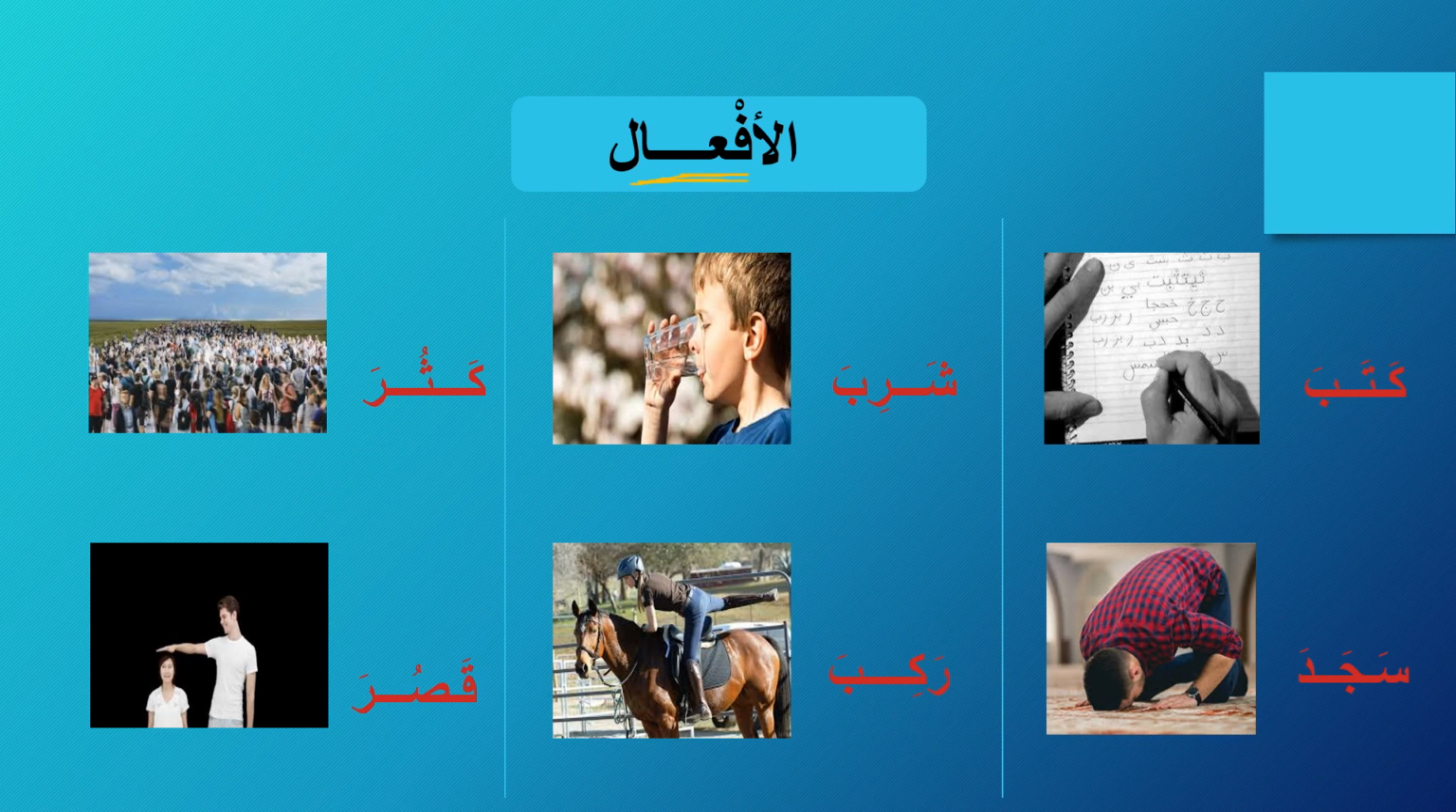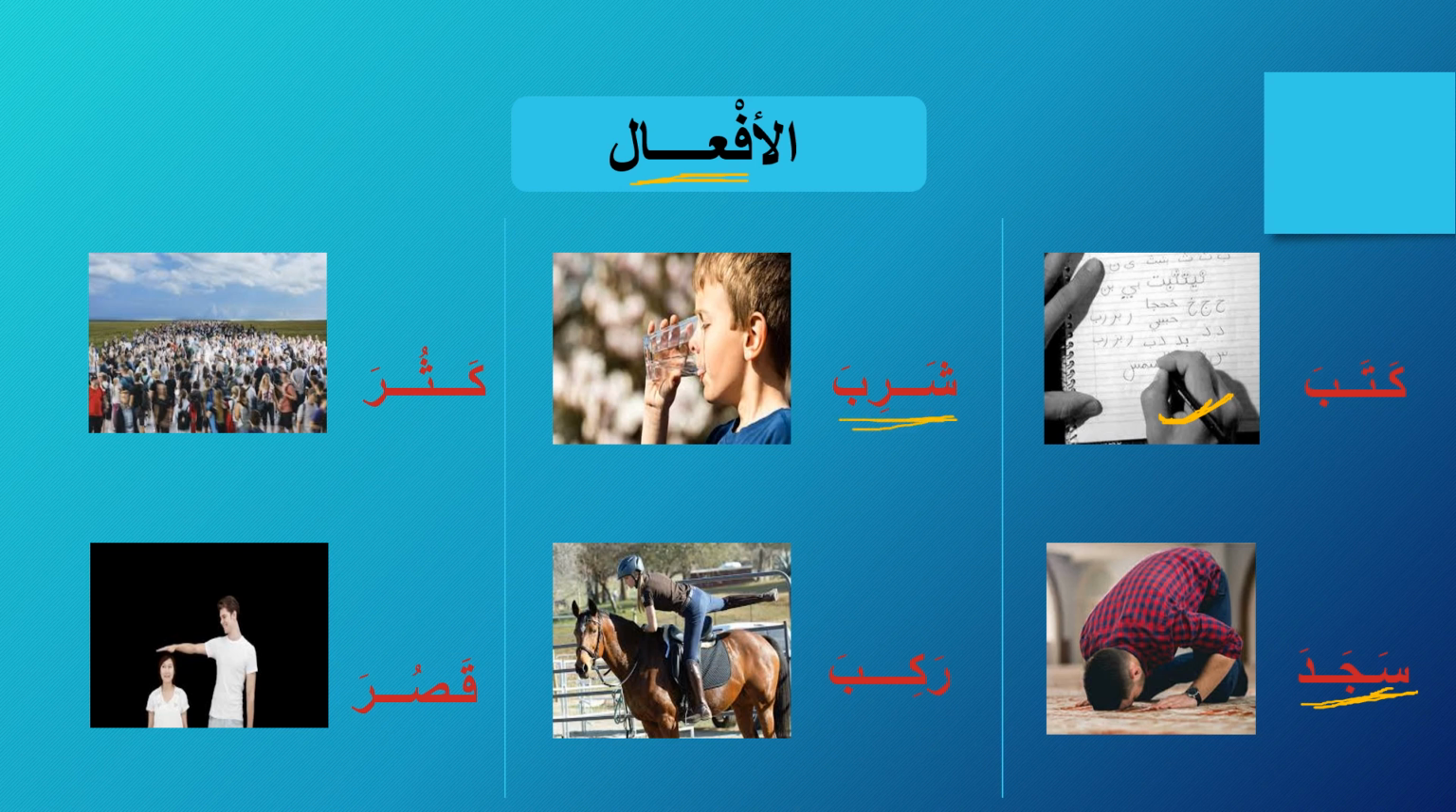The action we see, like kataba now. Kataba, he wrote. You can see here that the person is writing. He's performing an action. Sajada, you can see, is performing an action. It's an action word, referring to an event, the occurrence of something. So sheriba, you can see, is drinking water. Sheriba, to drink. So he drank, rather.